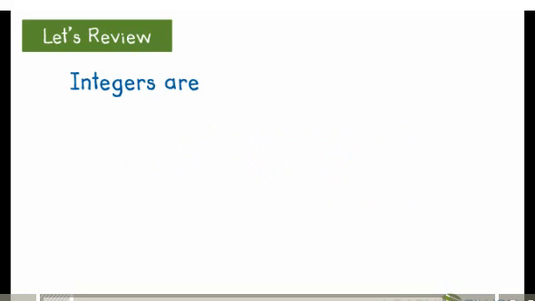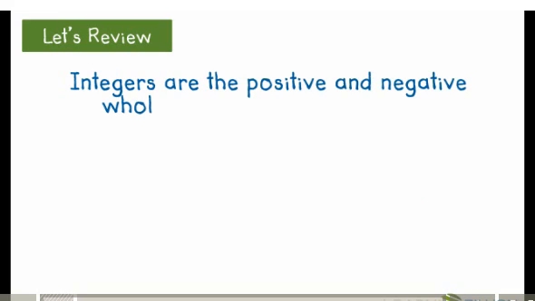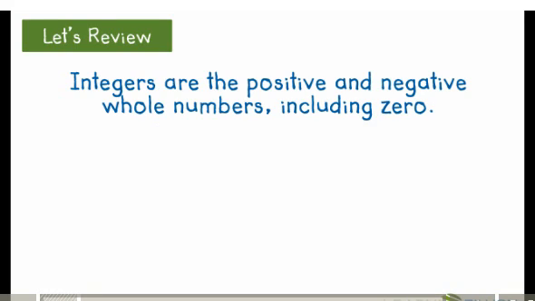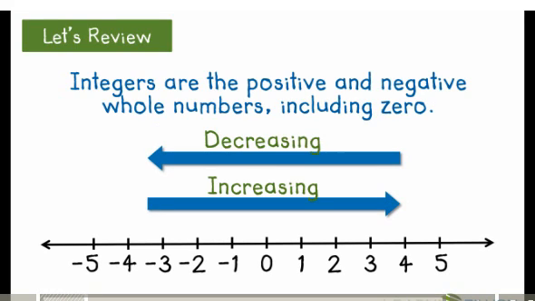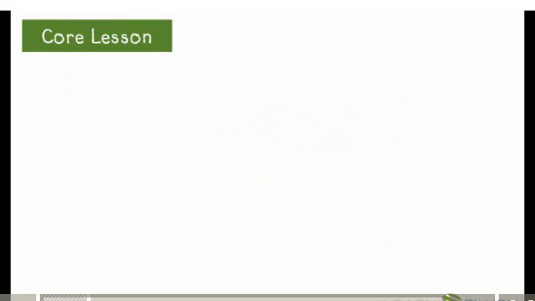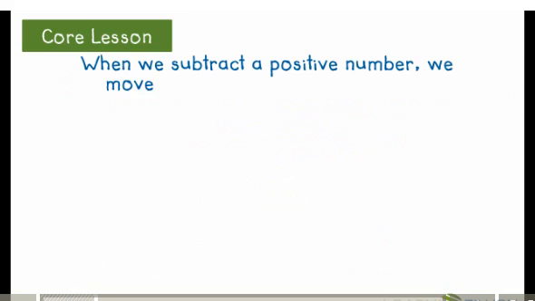Let's review. Integers are the positive and negative whole numbers, including 0. They increase as you move to the right, and they decrease as you move to the left. When we subtract a positive number, we move to the left on the number line.